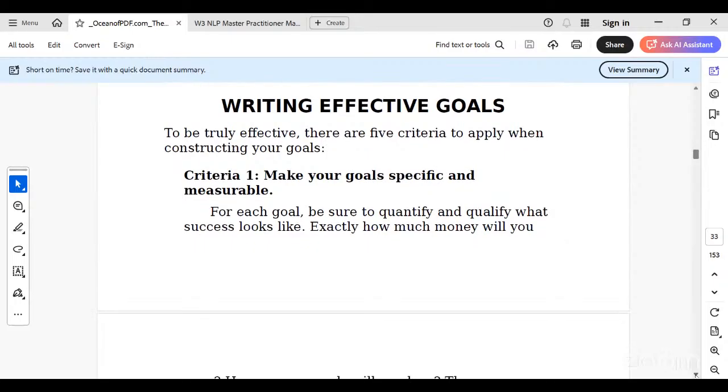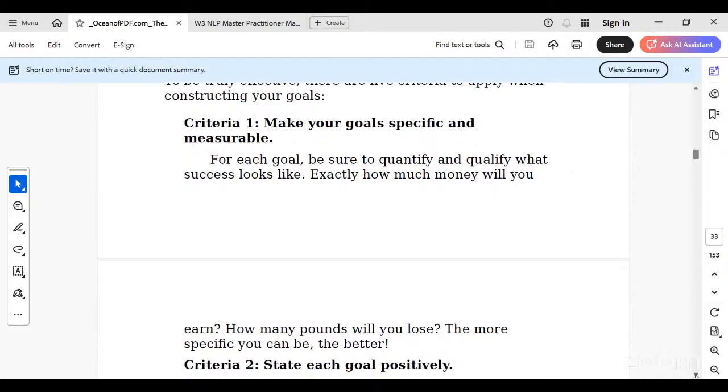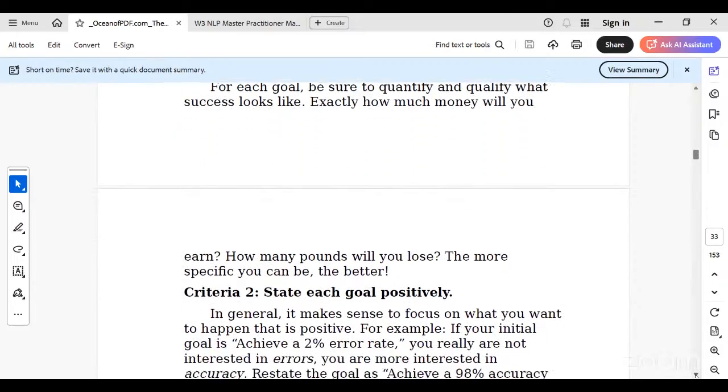Writing effective goals. To be truly effective, there are 5 criteria to apply when constructing your goals. Criteria 1, make your goals specific and measurable. For each goal, be sure to quantify and qualify what success looks like. Exactly how much money will you earn? How many pounds will you lose? The more specific you can be, the better. So it is 2 things: specific, and measurable, because quantifying and qualifying is required, right?